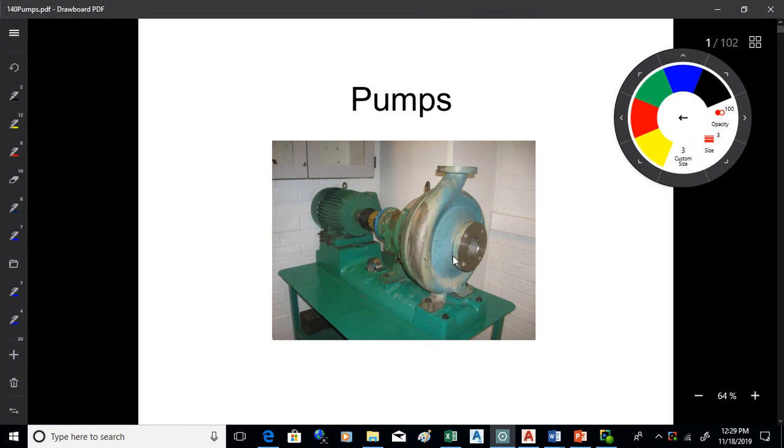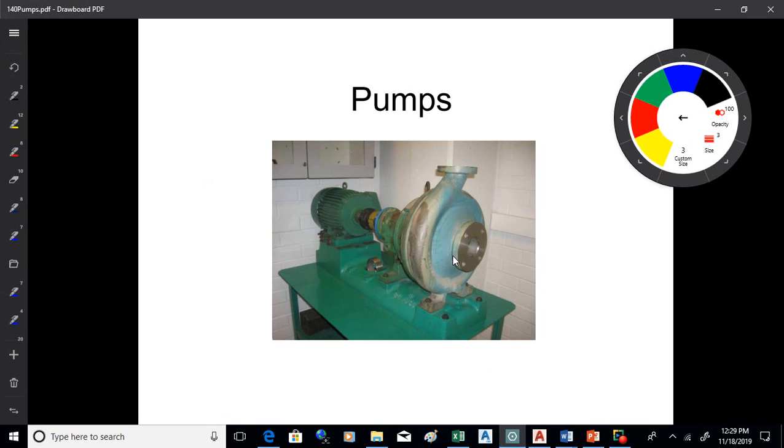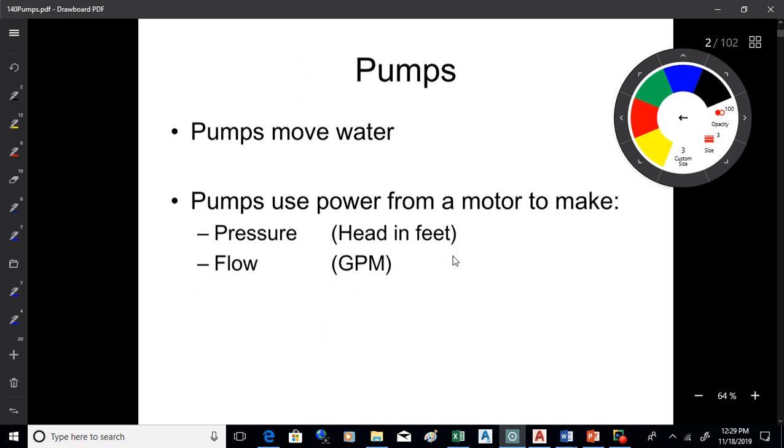So let's have a look at pumps. Now this is something that's very, very common in the water industry, used to move water around. There's pumps that are used for water systems and pumps that are used for wastewater. They're actually a bit different, but they're both primarily what are called centrifugal pumps.